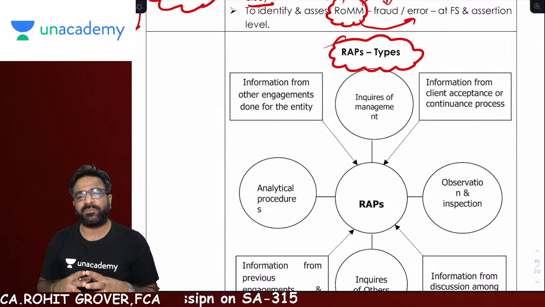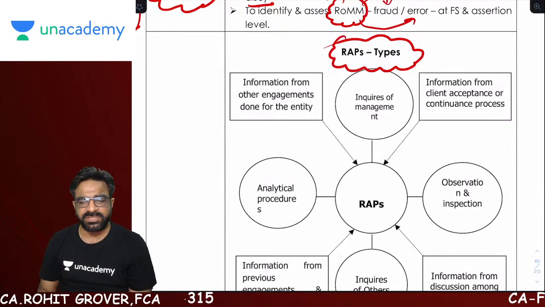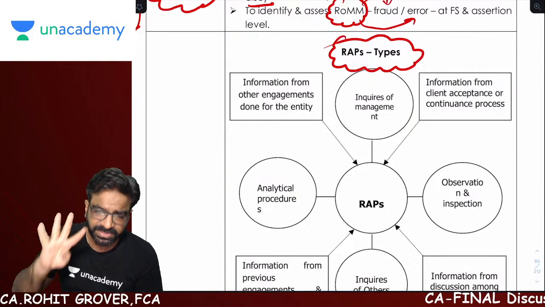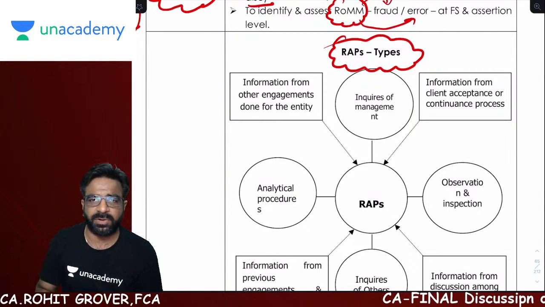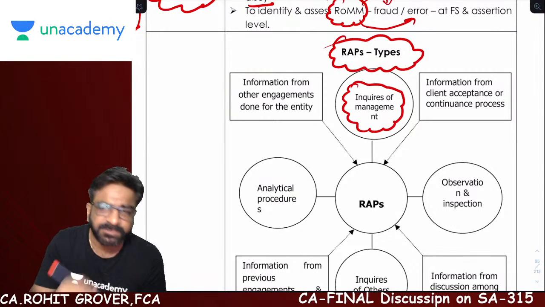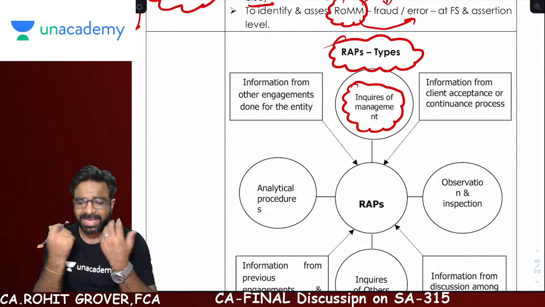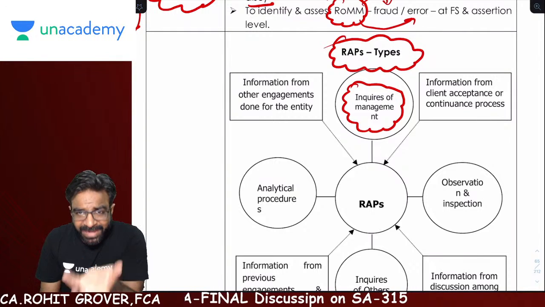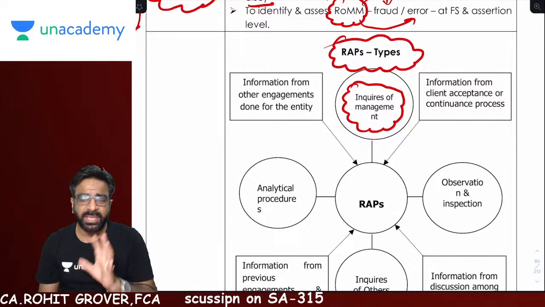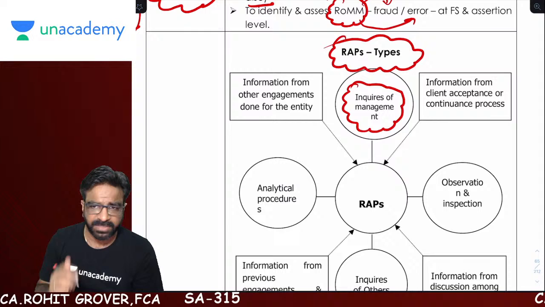The auditor has to perform various kinds of risk assessment procedures. Basically, there are four risk assessment procedures that the auditor has to apply. What is the first? He should make inquiries from the management relating to the risks present in the entity. From that inquiry, he'll be able to identify and assess what kind of risk of material misstatements are present in the entity.